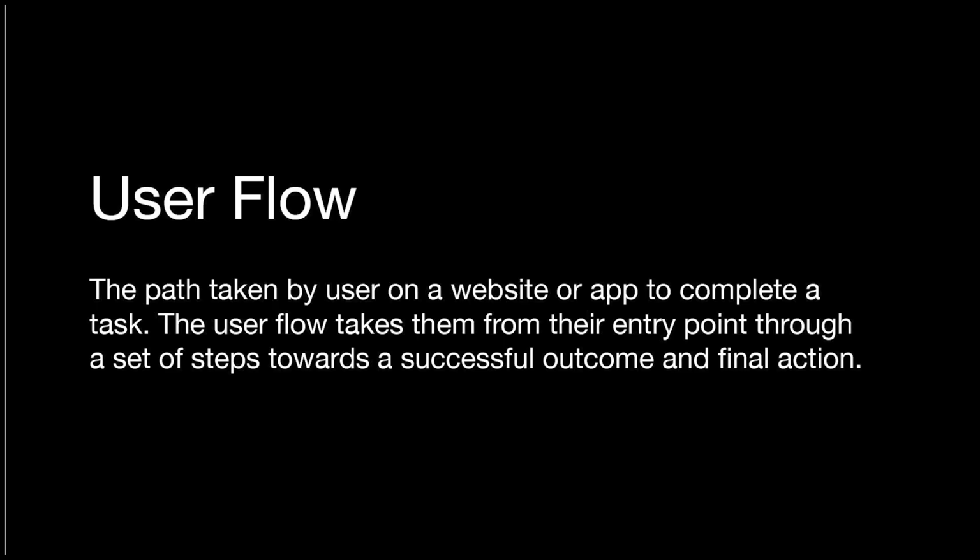The next term is user flow, and this is the path taken by the user on a website or app to complete a task. The user flow takes them from their entry point through a set of steps towards a successful outcome and final action, such as purchasing a product. So a good example would be buying groceries online. You first enter, you add things to your cart, and then you look around, shop around, and then you check out.